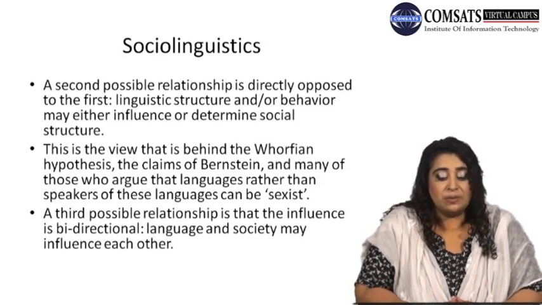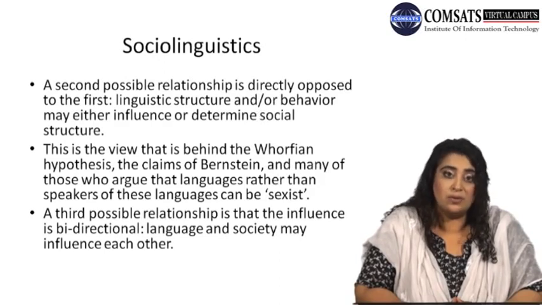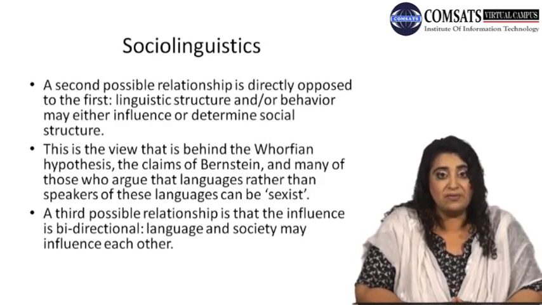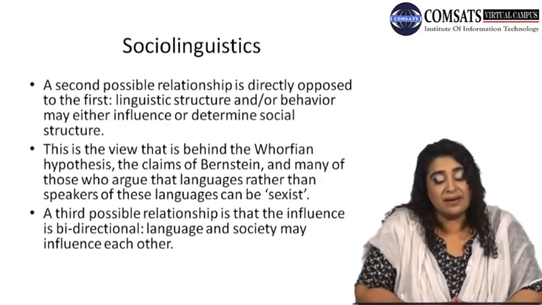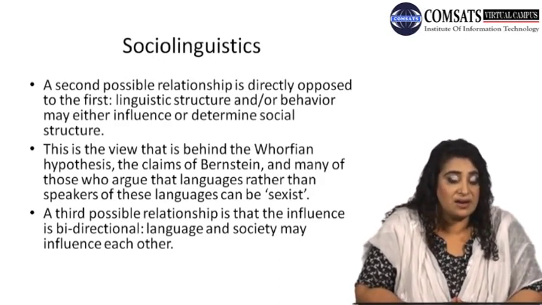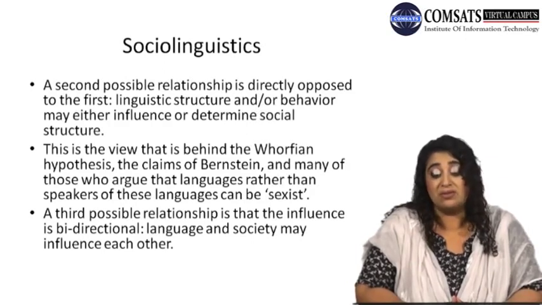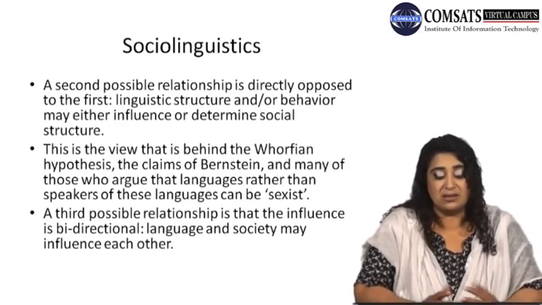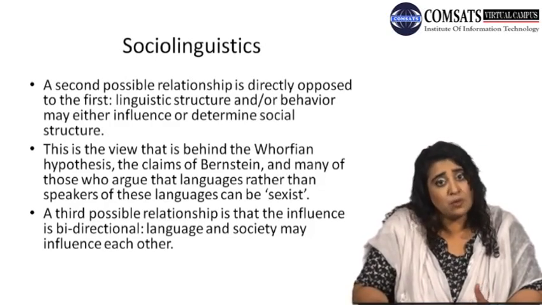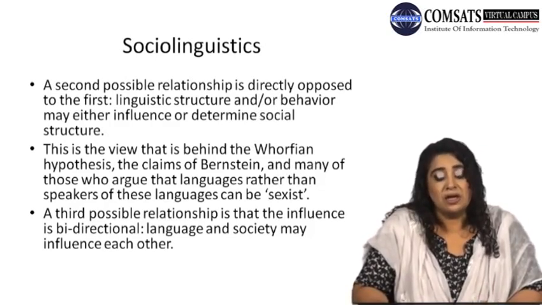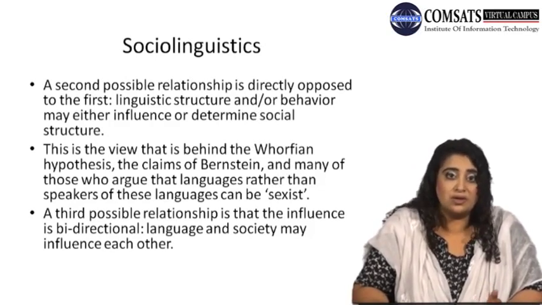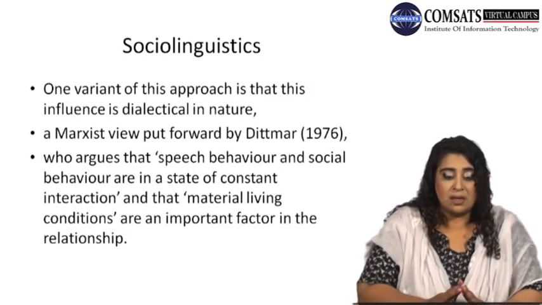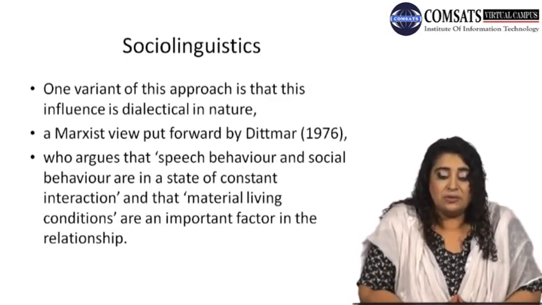So a third possible relationship is that the influence is bidirectional, and language and society may influence each other. It can be bidirectional, and maybe language can affect the society, or maybe society can affect the language. So that would be more true, that society is affecting the language, because we have to follow some of the social structures or the social rules that we apply in languages.